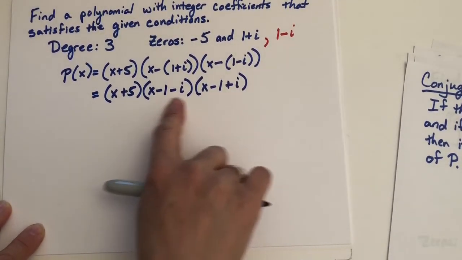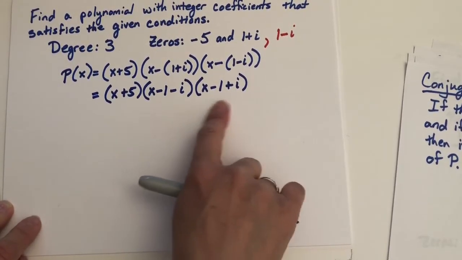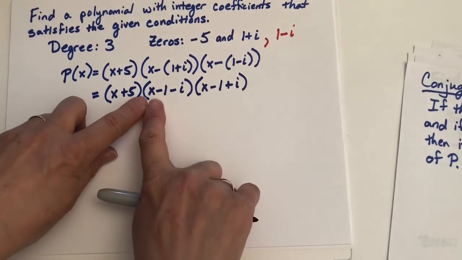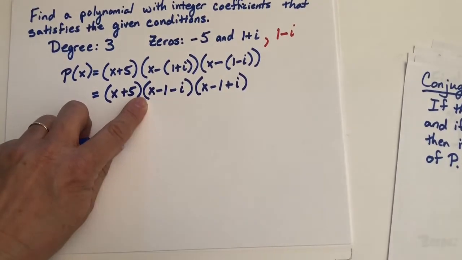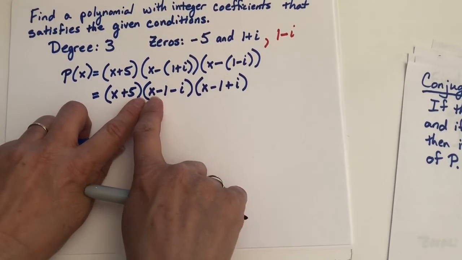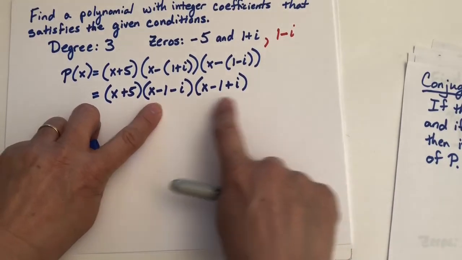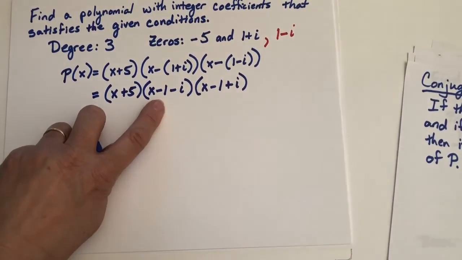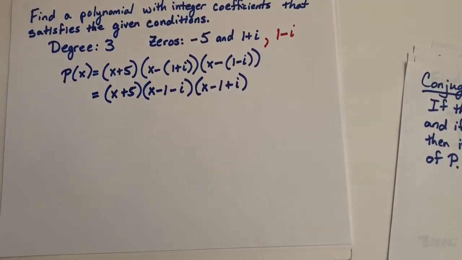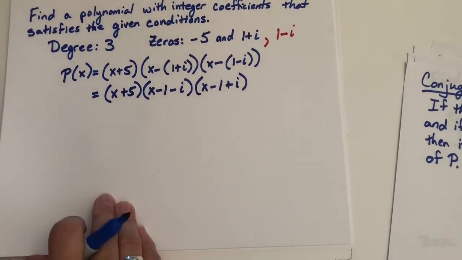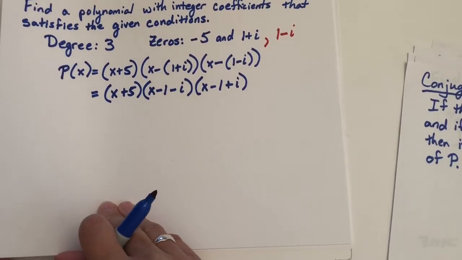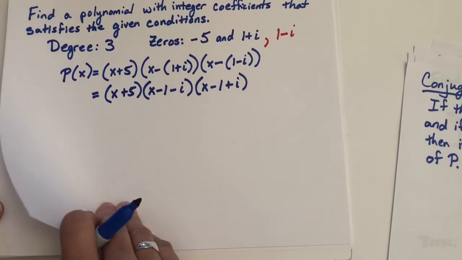Now we have a choice about how to multiply these two together. You could multiply it together as you would if it were two trinomials being multiplied. Distribute the x across, distribute the negative 1 across, distribute the negative i across, and simplify. But I want to show you another possibility. This is just a little aside here.